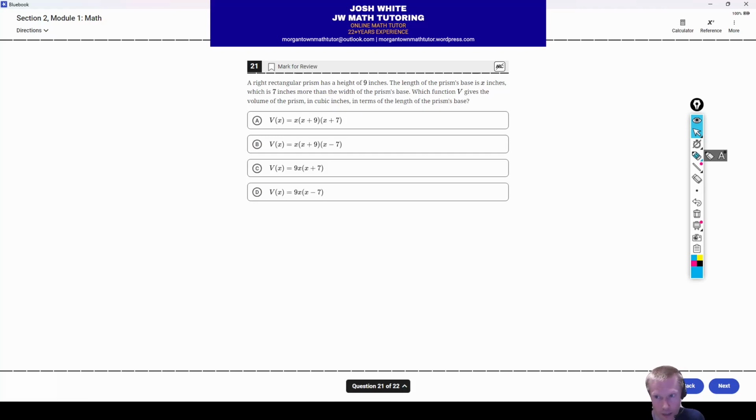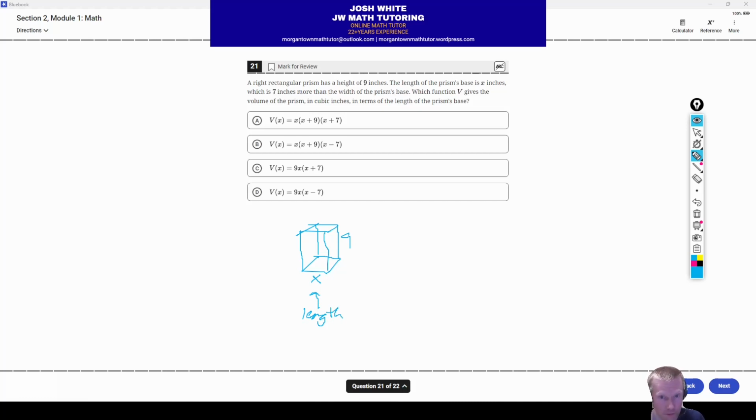All right, next up, question number 21. We have a rectangular prism, and we know that its height is 9 inches. So let me just get a rough sketch. What's going on here? Okay, the length on the base is x, and it tells us it's 7 inches more than the width. So this is what I'm labeling the length, and then this other side would be the width.